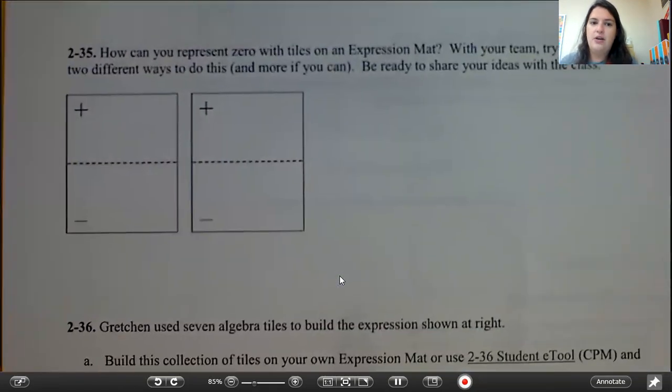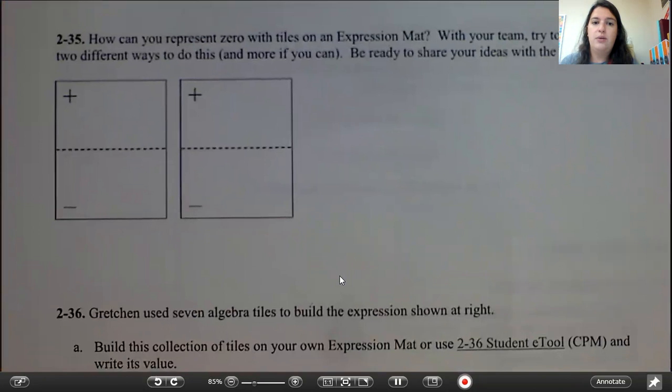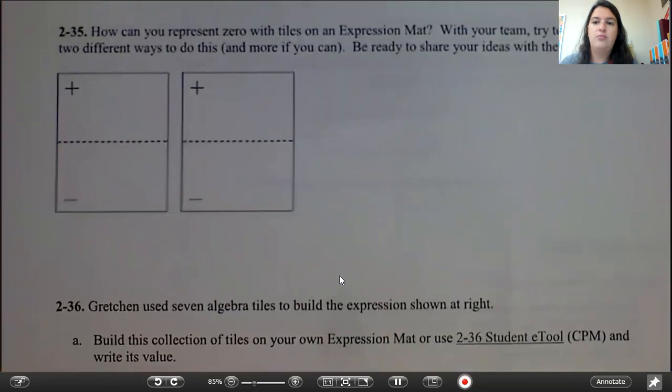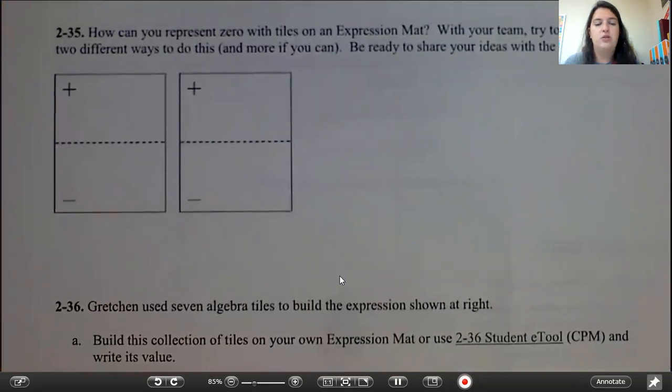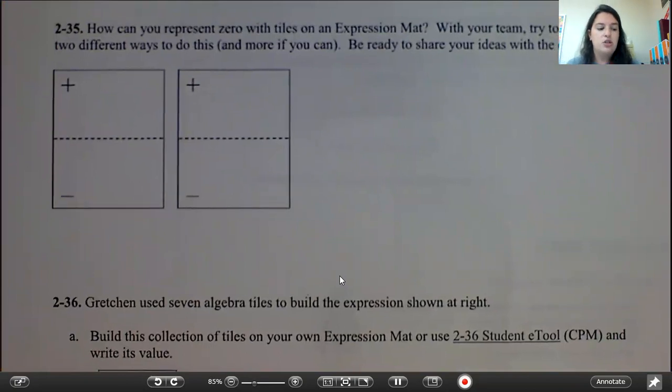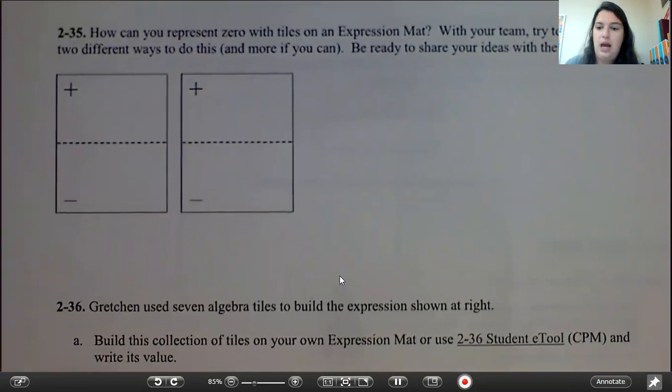235 says, how can you represent zero with tiles on an expression mat? With your team, try to find at least 2 different ways to do this and more if you can. Be ready to share your ideas with the class. So we're going to just start this by using unit tiles. So we could have a couple things here.